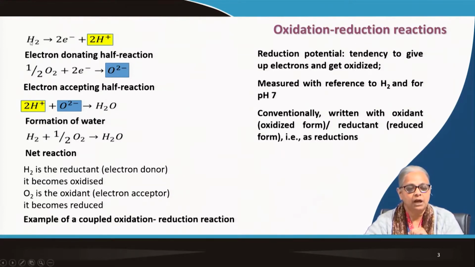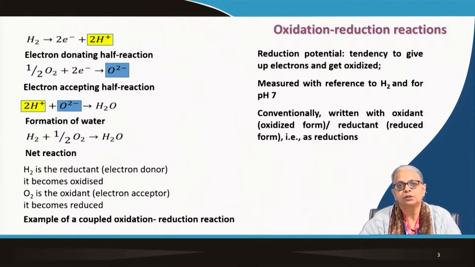So here we have hydrogen, and the half reaction for hydrogen is 2 protons and 2 electrons. So this is called the electron donating half reaction. And then we have oxygen. When oxygen picks up these electrons, this becomes the electron accepting half reaction.